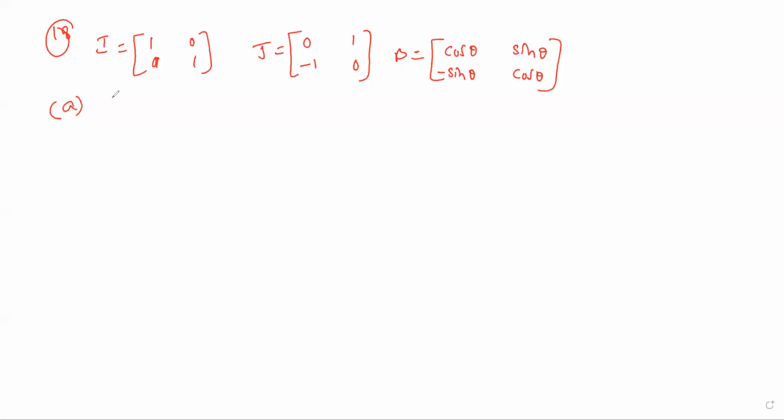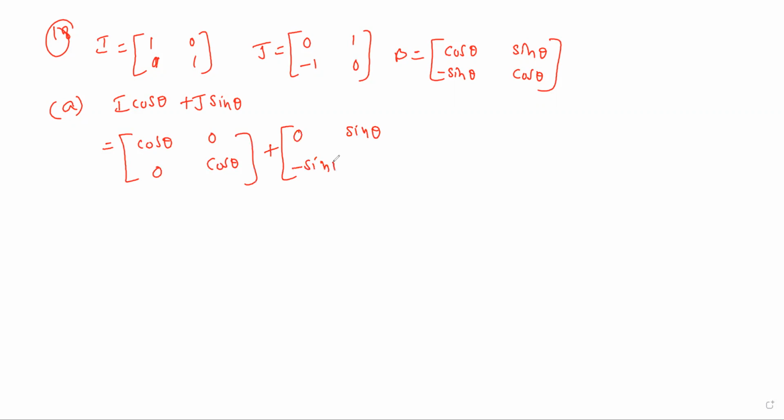For example, take first option A, I cos theta plus J sin theta. For the I matrix, multiply cos theta: cos theta 0 0 cos theta. For the J matrix, multiply with sin theta: 0 sin theta minus sin theta 0. Add these two matrices, we need to get equivalent to B matrix. Cos theta plus 0, cos theta, 0 plus sin theta, minus sin theta, cos theta. Yes, it is clearly equal to which matrix? B matrix. That's why option A is the correct one.